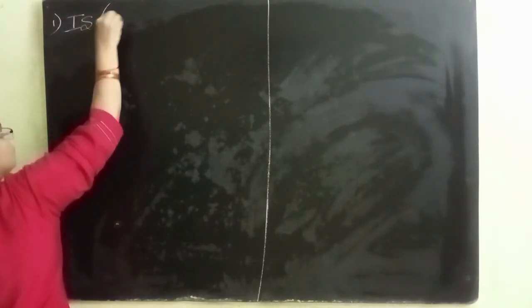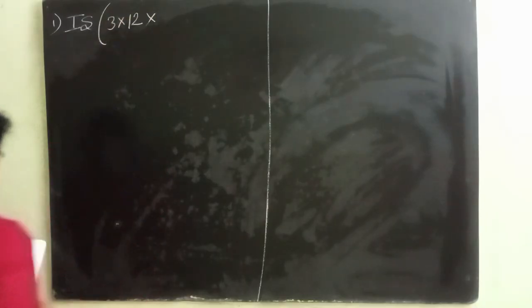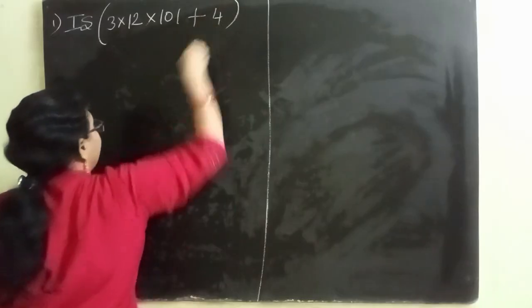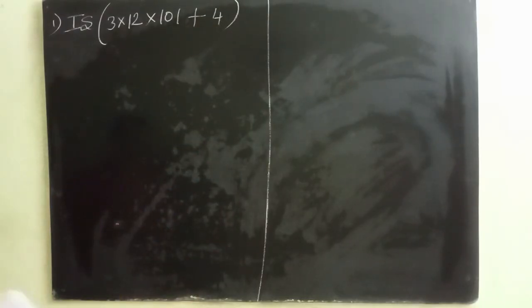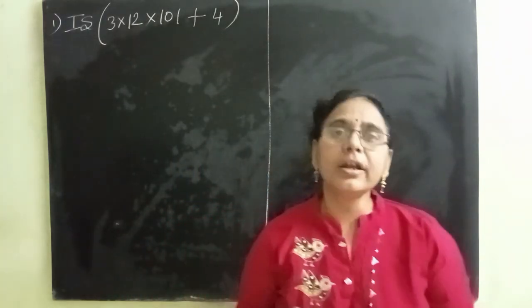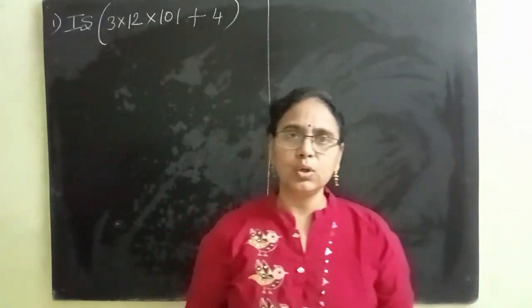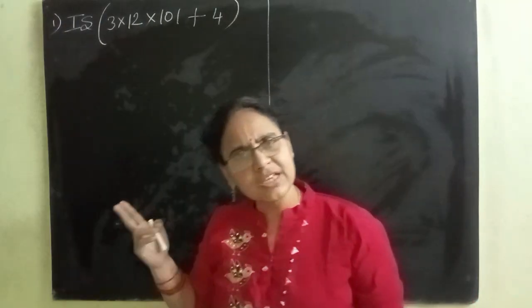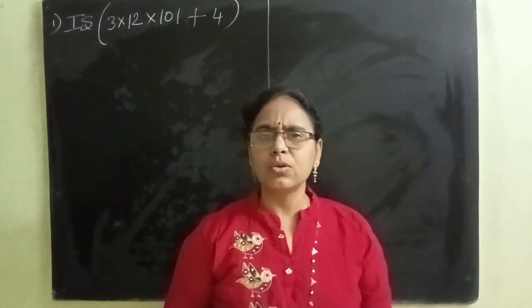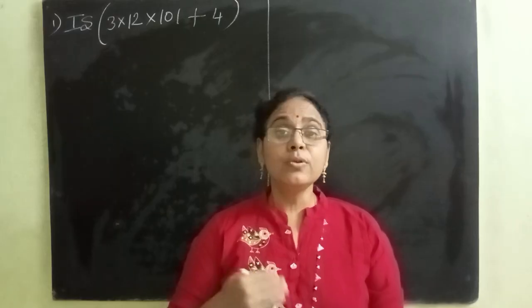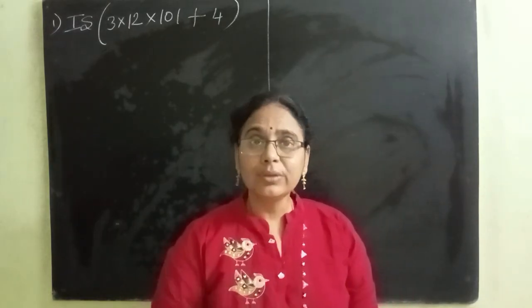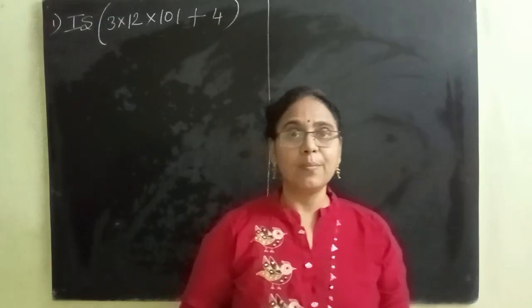3 into 12 into 101 plus 4, is it prime or composite? How can we conclude it? Yeah, if it has only two factors, that means 1 and itself, then we can conclude, yes, it is prime. Suppose you prove at least one more factor, it has more than two factors, then we can conclude it's a composite number.